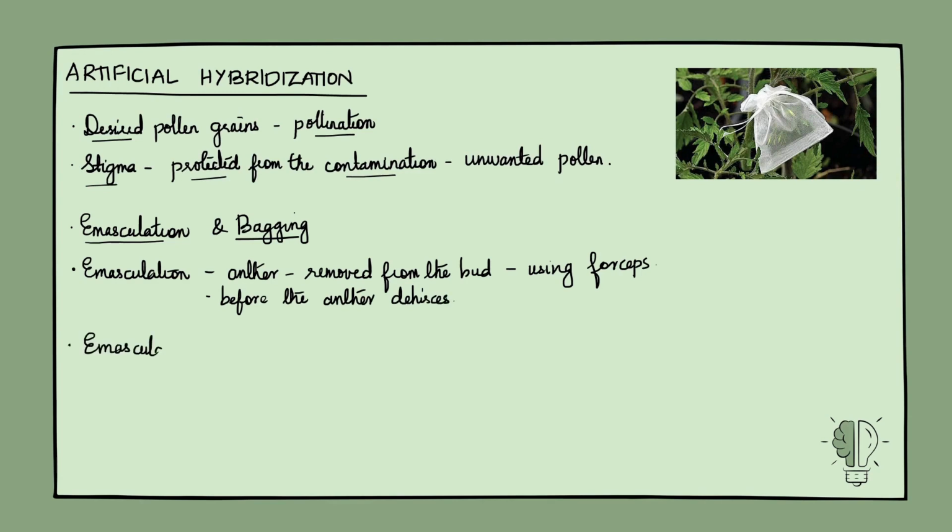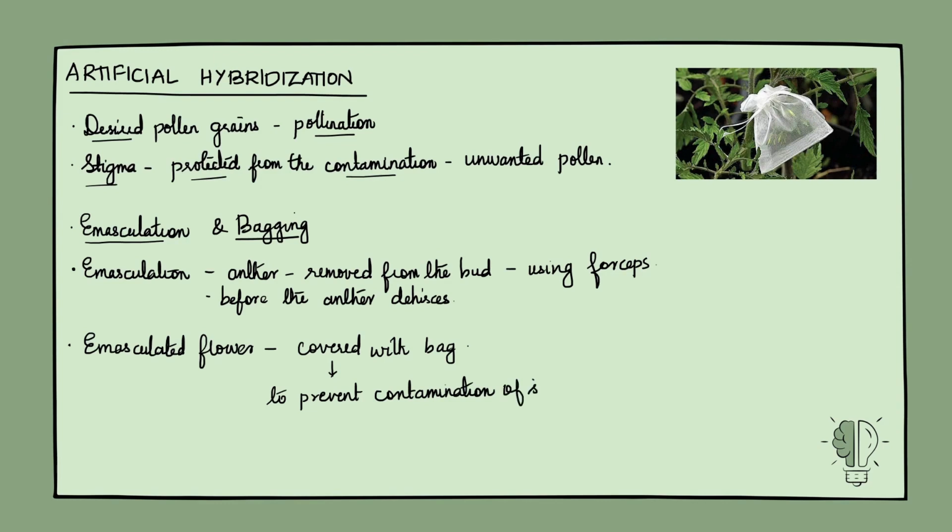Now this emasculated flower is covered with a bag to prevent contamination of the stigma by unwanted pollen. And this procedure is called bagging. So in emasculation, the anther is removed from the bud using forceps before the anther dehisces, and then the emasculated flower is covered with a bag to prevent the contamination of stigma by unwanted pollen, and this is called bagging.